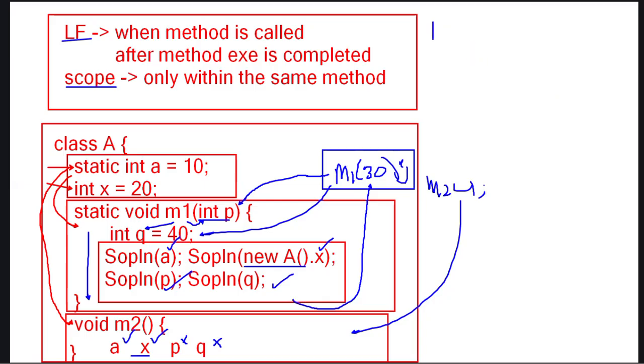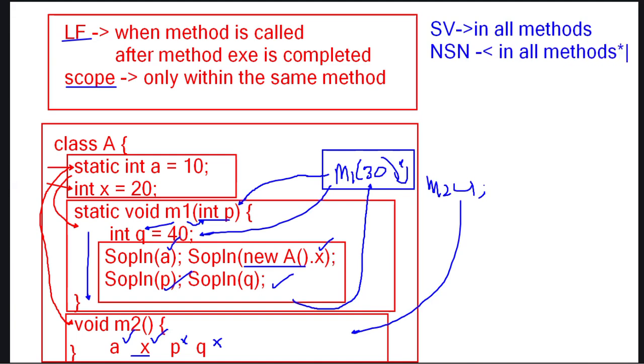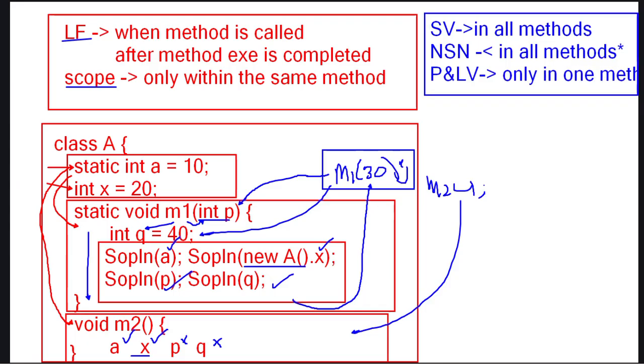So finally, what is the important point? A static variable can be accessed in all methods. A non-static variable can be accessed in all methods, but with conditions. What are the conditions? By using an object. Parameter and local variable can be accessed only in the one method in which they have been declared. This is an important rule you should remember.